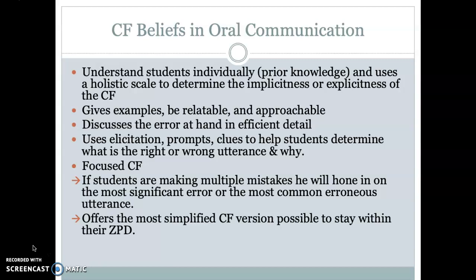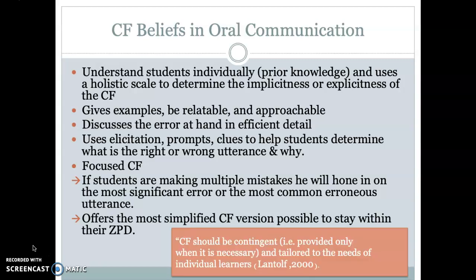In oral communication, he also gives focused corrective feedback. So if students are making multiple mistakes, he will hone in on the most significant error or the most common erroneous utterance. He offers the most simplified corrective feedback version possible to stay within their zone of proximal development. Corrective feedback should be contingent and tailored to the needs of individual learners. Lantolf, 2000. So this is what I found relatable to the teacher's corrective feedback beliefs.